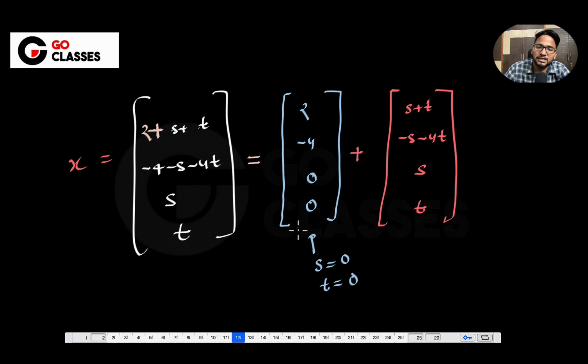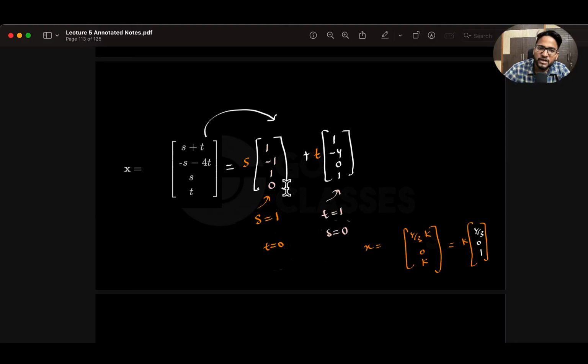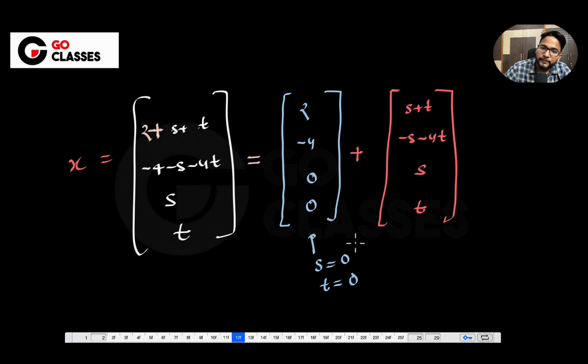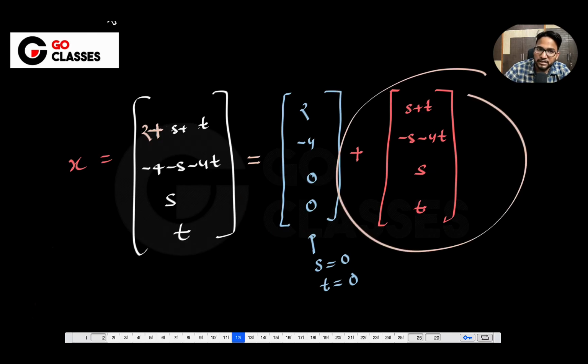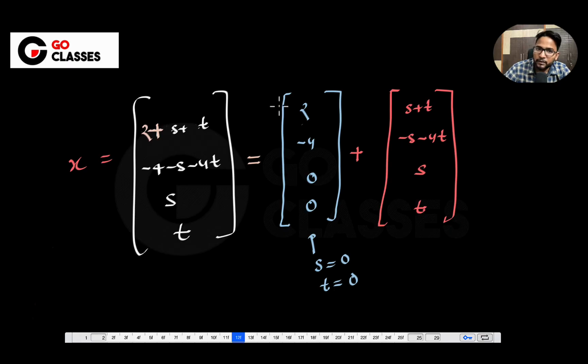How? We did this in the homogeneous. See, in case of homogeneous, we decomposed this particular vector into two vectors by putting s equal to 1 and t equal to 0, and by putting t equal to 1 and s equal to 0, right? So similarly, we will be doing the same thing here also, but before that, that's one crucial step. Before that, we will be writing this particular vector as this, which means we will be writing the constants at one place and s and t at one place, okay? And then you can decompose it further.